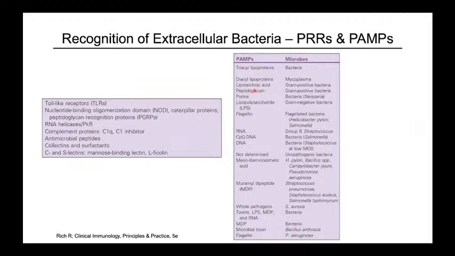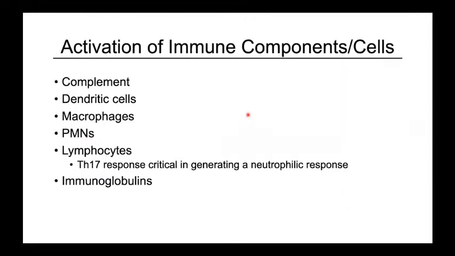And then these are examples of the pathogen-associated molecular patterns. So they're just components of the cell wall or cell membranes of these bacteria that are absent on normal host cells. So once there's recognition, then you get activation of different immune components or cells. You can get activation of complement, and you know what complement does. Your dendritic cells would be involved in antigen presentation. Your macrophages would also be involved in antigen presentation, but they can also cause killing of this extracellular bacteria by phagocytosis and induction of either oxygen-dependent or oxygen-independent killing.